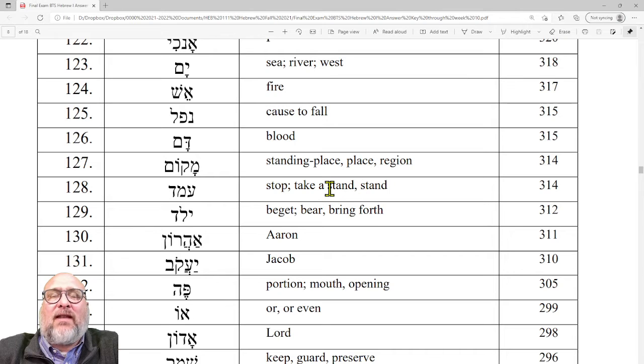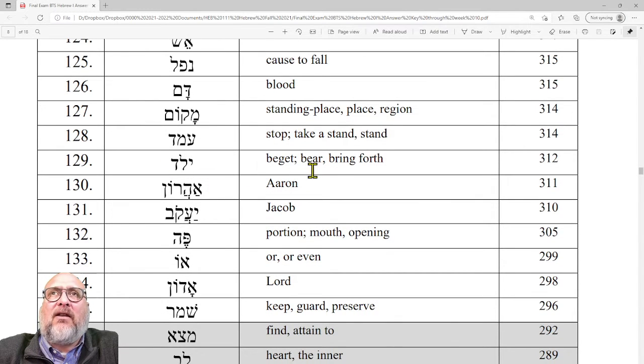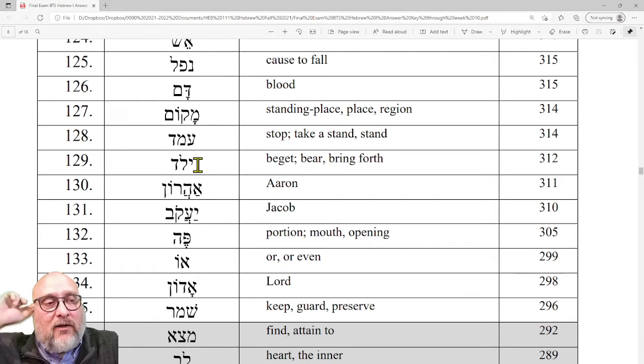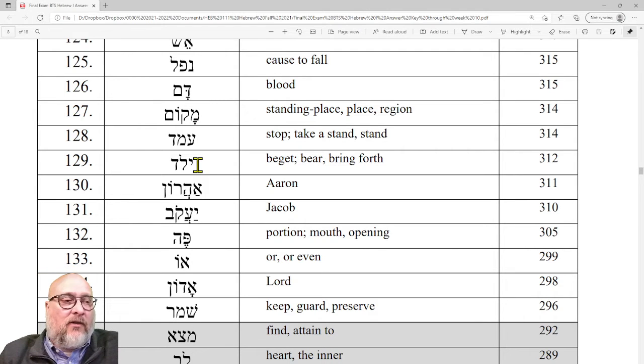Amad is to stand. I think I just had to memorize that. I don't think I had a mnemonic device. Yalad is to bring forth. Yeled is a baby brought forth. And most of the people who learn Hebrew have the same mnemonic device. When a woman has a baby, she yells. And yeled is the result of having a baby. I don't know. It may not work for you, but a lot of people have that mnemonic device to beget or bring forth. Aharon, just the name Aaron.